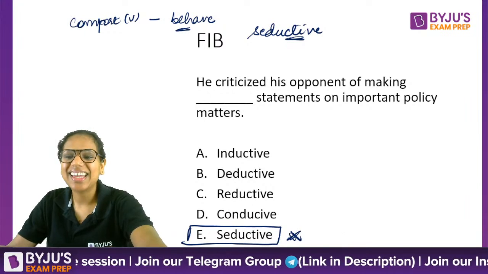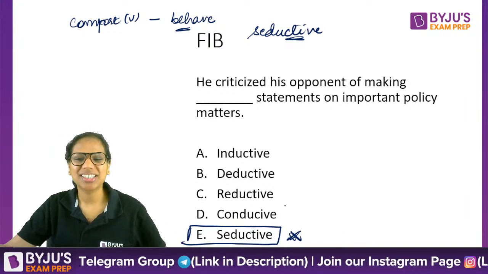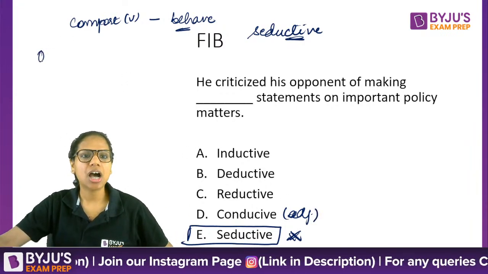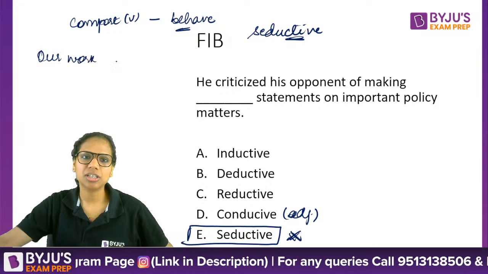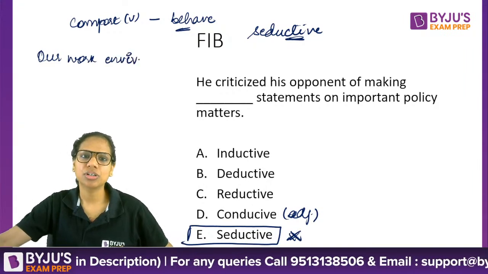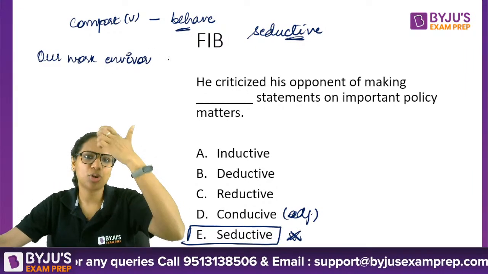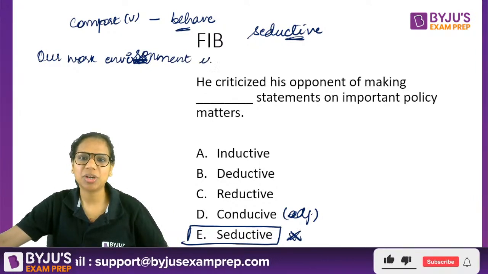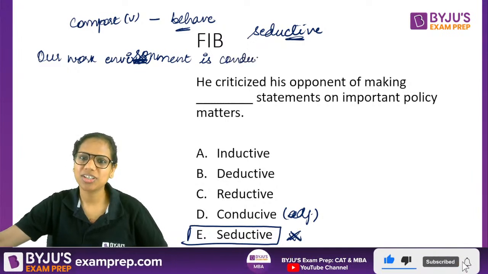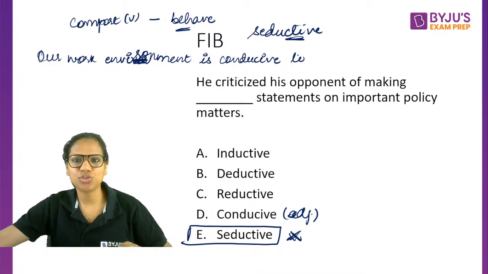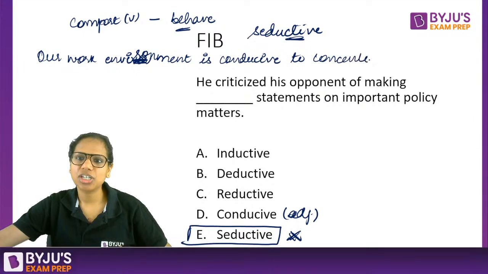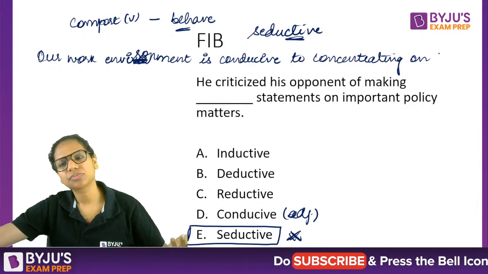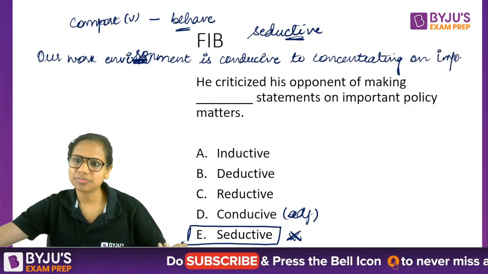Okay, then conducive. If the environment is conducive for something. So let's say our work environment is conducive for concentrating on important projects. Our work environment is conducive to concentrating on, let's say, important projects.